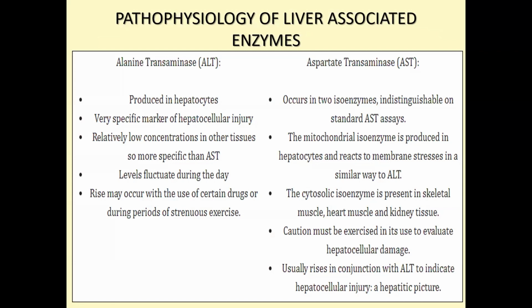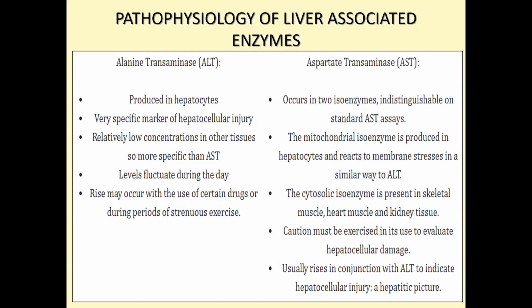So what is this alanine transaminase? It is produced in the liver. Very good. We're interested in this. It is a very specific marker of hepatocellular injury, and low concentrations are seen in other tissues. So it's more specific compared to aspartate transaminase. And throughout the day, you have fluctuations. A rise can occur with certain drugs or when you exercise. So ALT has some variations.